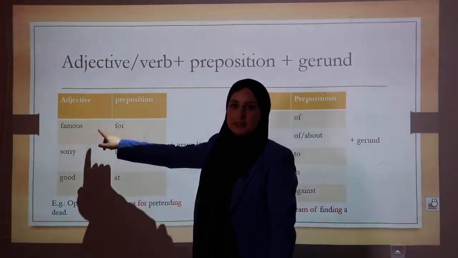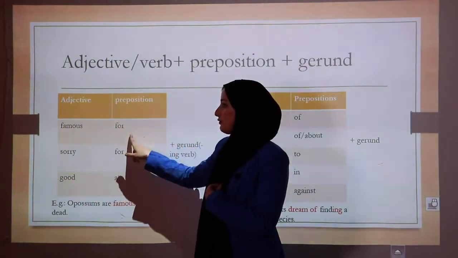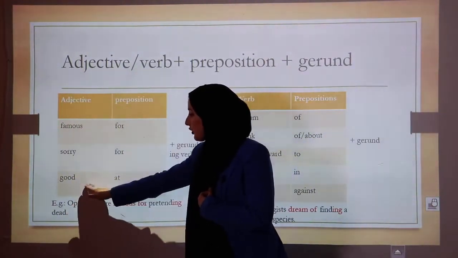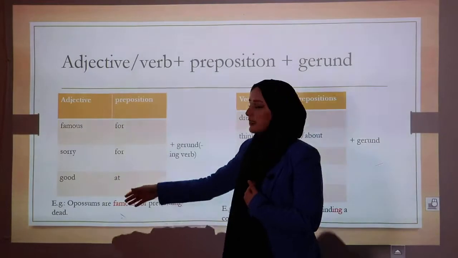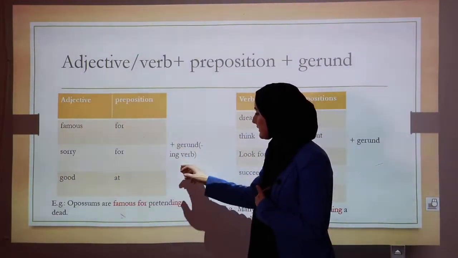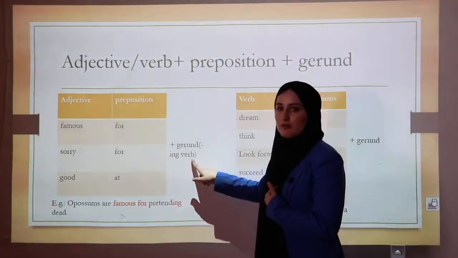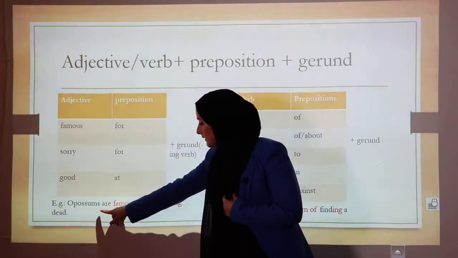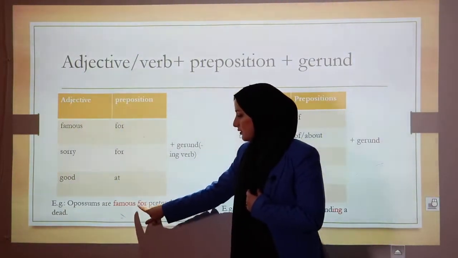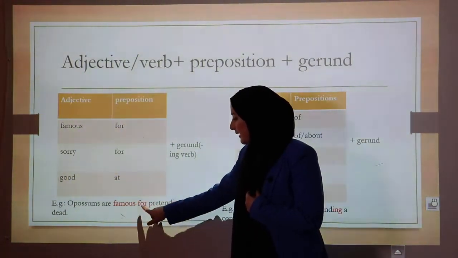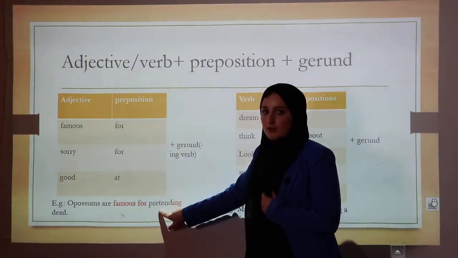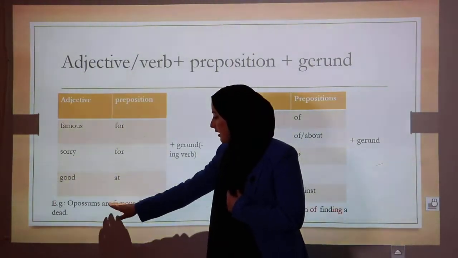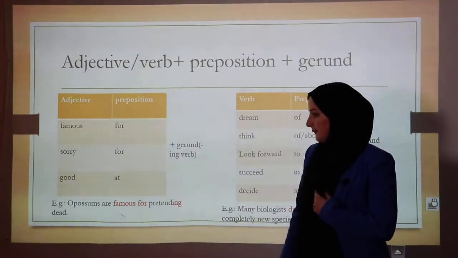Number 1, famous. It is followed by for, famous for. And good, at. These prepositions in turn are also followed by gerunds. What is a gerund? It's an ing form of the verb. Let's see the example here. Opossums are famous for... So we have famous for, and for must be followed by an ing form of the verb, or we call it gerund. Pretending. So opossums are famous for pretending dead.